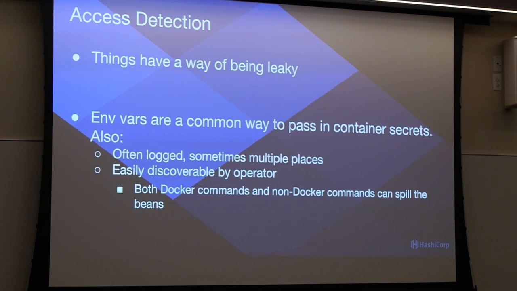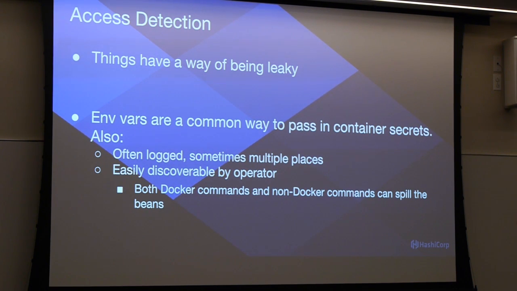Access detection. Things have a way of being leaky. So, envars. If you go on Docker Hub and look at Postgres, it says, pass your Postgres password in through an envar. This is a bad idea, right? Envars get leaked everywhere, like with a Docker inspect. A lot of orchestrators will just log the jobs that you run, for debug, right? Makes sense. And you don't even need Docker commands or orchestrators to see envars for processes. If someone has appropriate access on a system, they can just do that. So envars are a common way, but they have all these problems.